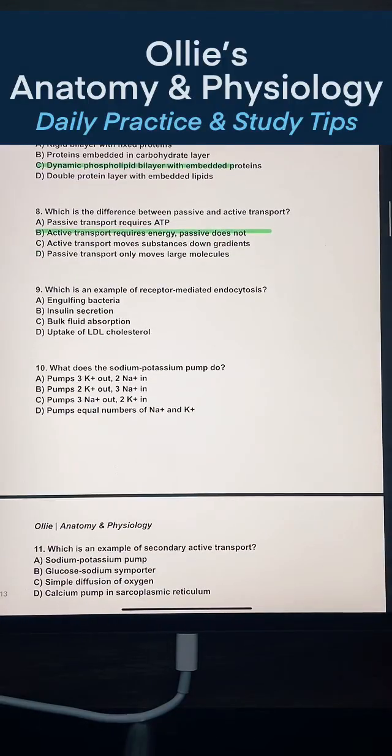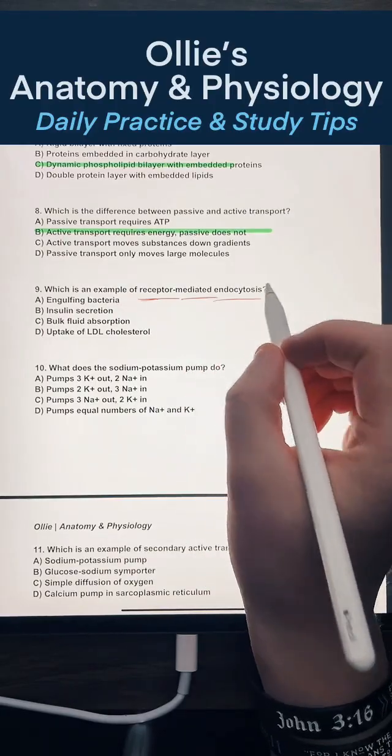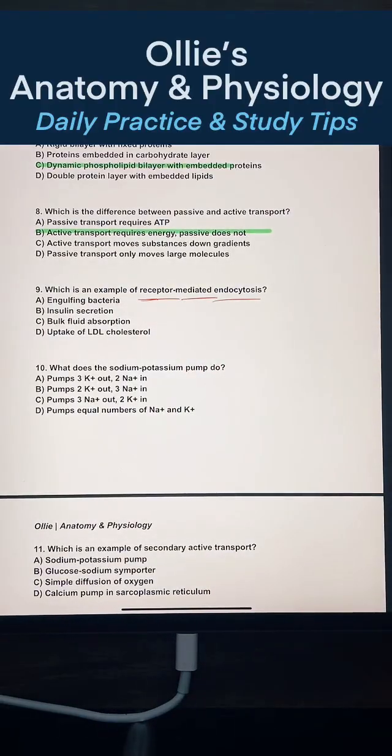Number 9, which is an example of receptor-mediated endocytosis? What is that going to be? A, B, C, or D?